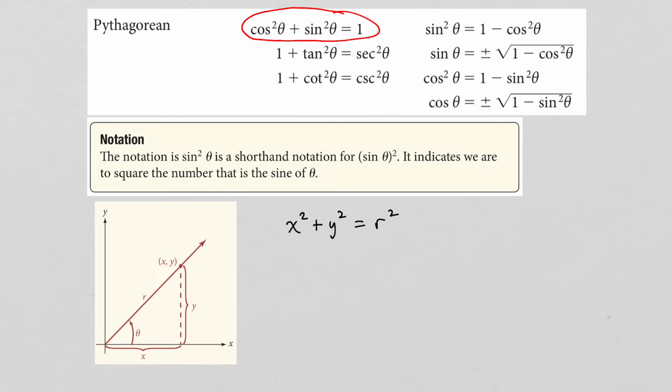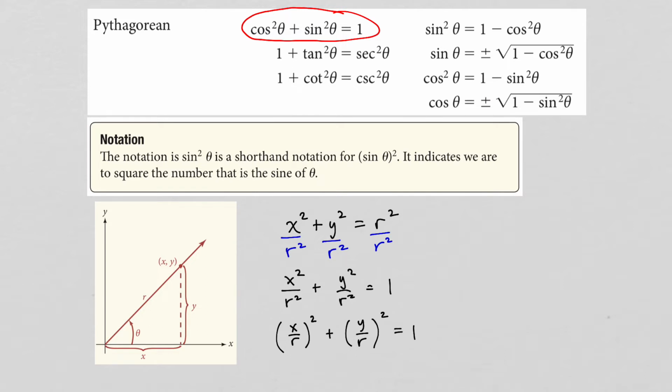Now, what if I took that equation and divided both sides of the equation by r squared? So what we get is x squared divided by r squared plus y squared divided by r squared is equal to r squared divided by r squared, which is 1. But then we can further rewrite this. X squared over r squared is the same as x over r quantity squared. Y squared over r squared is y over r quantity squared, equals 1.